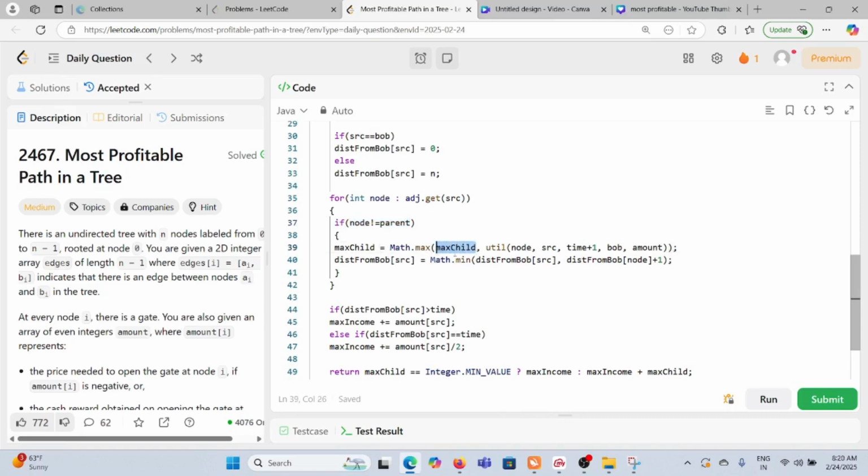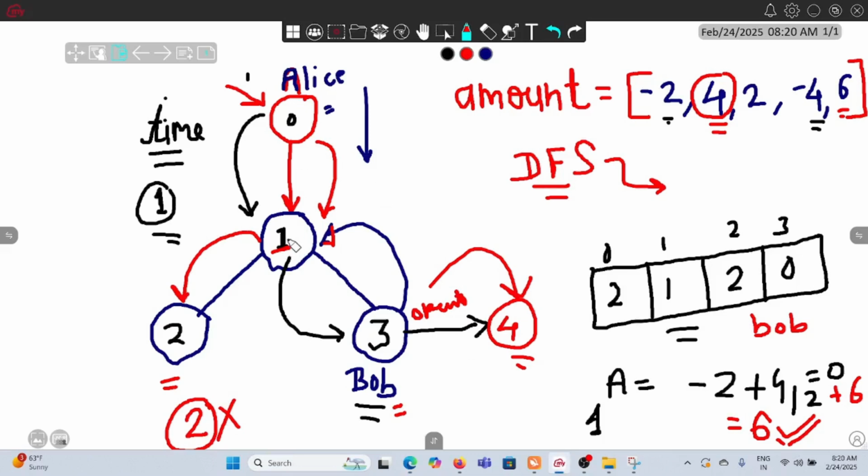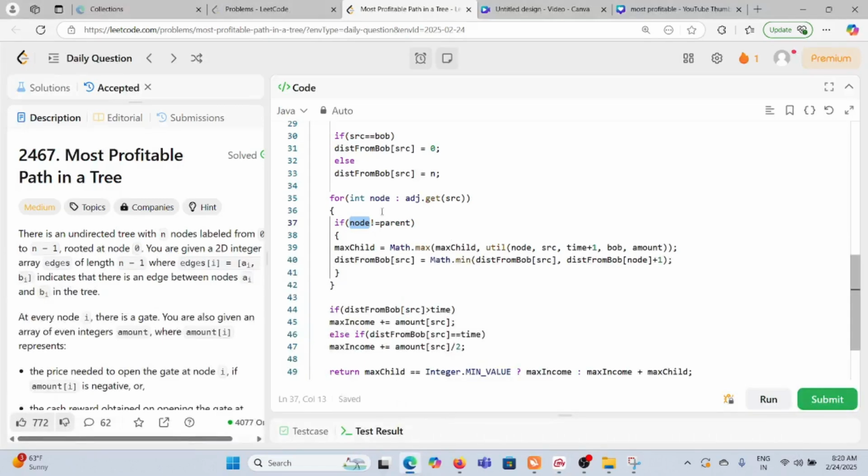So what we are doing, max child is math.max of max child, and util we are calling on this node. So this time now we are moving this node downwards. For example, from 0 to 1 we came at 1. Okay, so same way we are doing. So for this node we are calling it now, this is node, and SRC would be the parent of it.